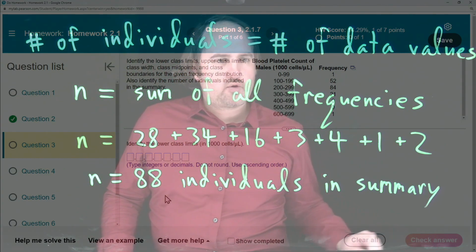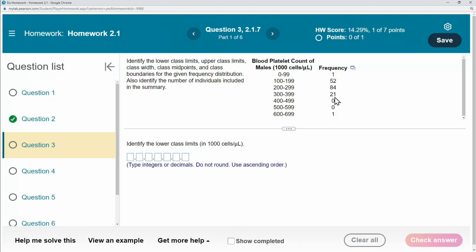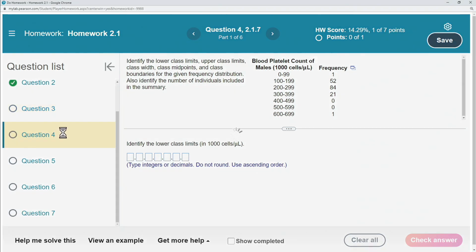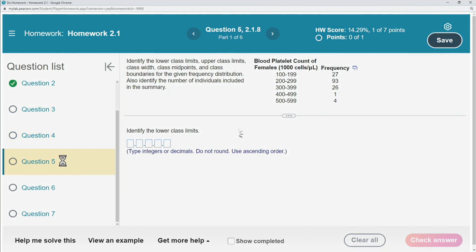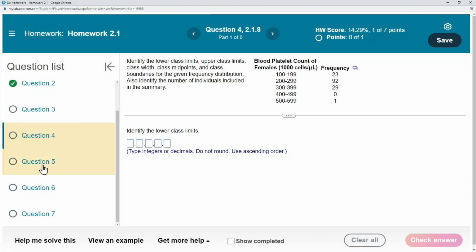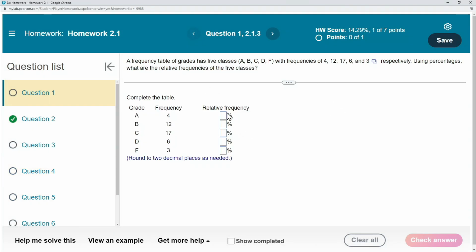So if you look at these other questions in your homework, you're going to find that they're pretty much the same setup. Okay, so question number 3, question number 4, those are the same setup. And then my other video you should watch to be able to do question number 5, 6, and 7. And then also question number 1, because question number 1 is asking for relative frequency. So for that one, you're going to need to use the formula from the other video.